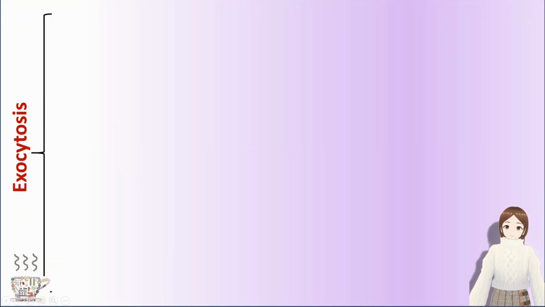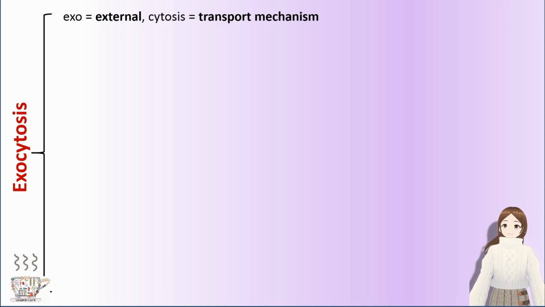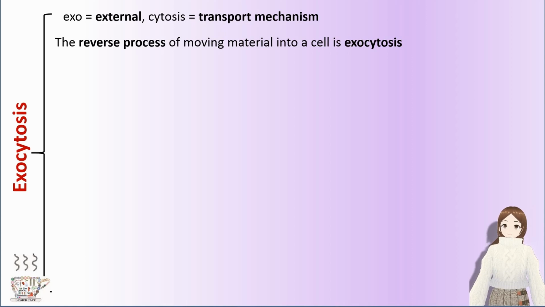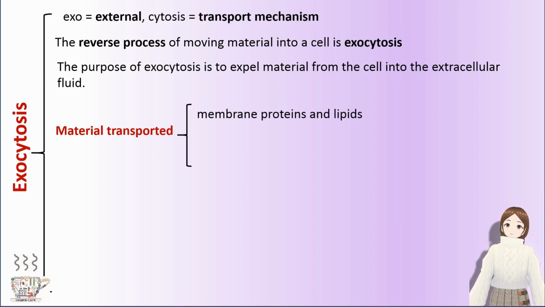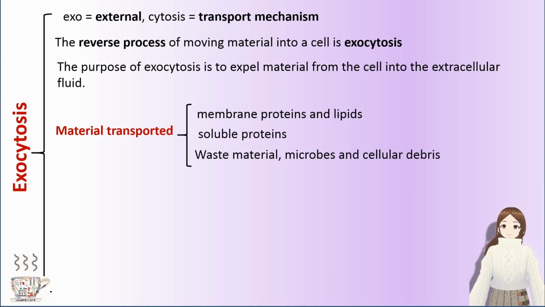Exocytosis. Exo means external and cytosis means transport mechanism. The reverse process of moving material into a cell is exocytosis. The purpose of exocytosis is to expel material from the cell into the extracellular fluid. Material transported by exocytosis are membrane proteins and lipids, soluble proteins, and waste material, microbes, and cellular debris.